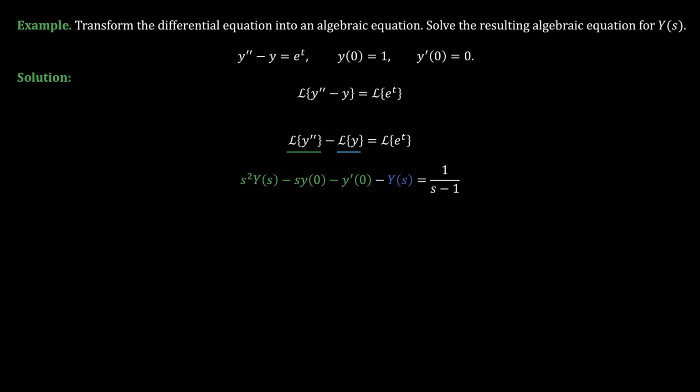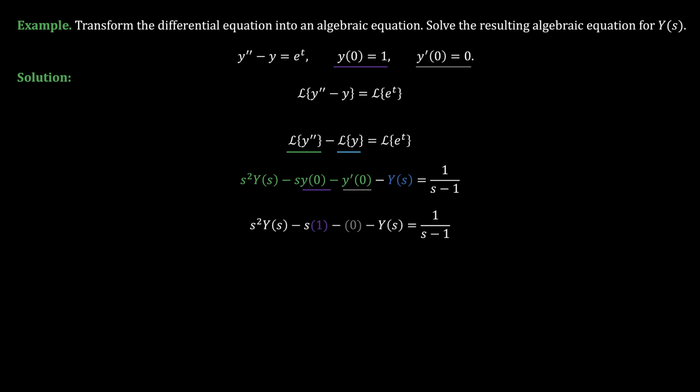I want to continue further working with this algebraic equation. The ultimate goal is to solve for capital Y of s. Now I want to use the initial conditions. I want to start off first with y of 0, and we're given up here that y of 0 equals 1. So I'm essentially just going to substitute the 1 for the y of 0 at this step. And I also want to use the initial condition for the first derivative. So y prime of 0, I'm given that y prime of 0 equals 0. So I'll be plugging that in, and essentially that term is just going to disappear.